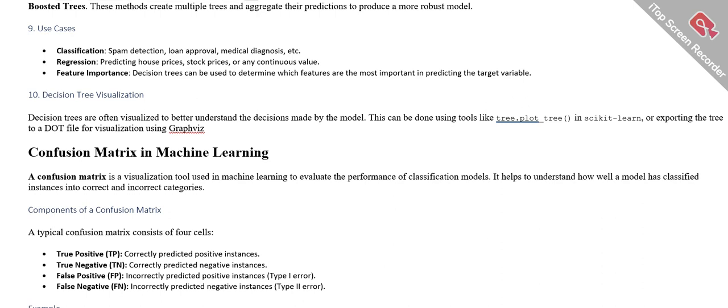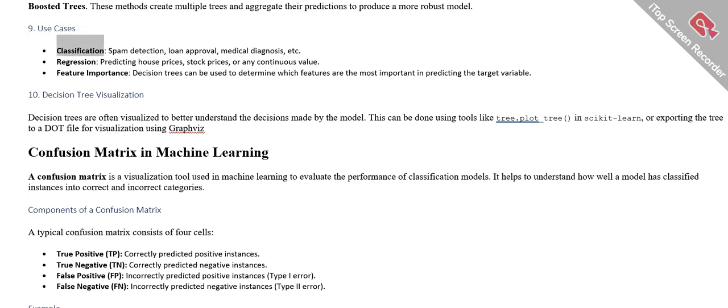To mitigate the weaknesses of individual decision trees, like overfitting and high variance, decision trees are often used in ensemble methods like random forests and gradient-boosted trees. These methods create multiple trees and aggregate their predictions to produce a more robust model.